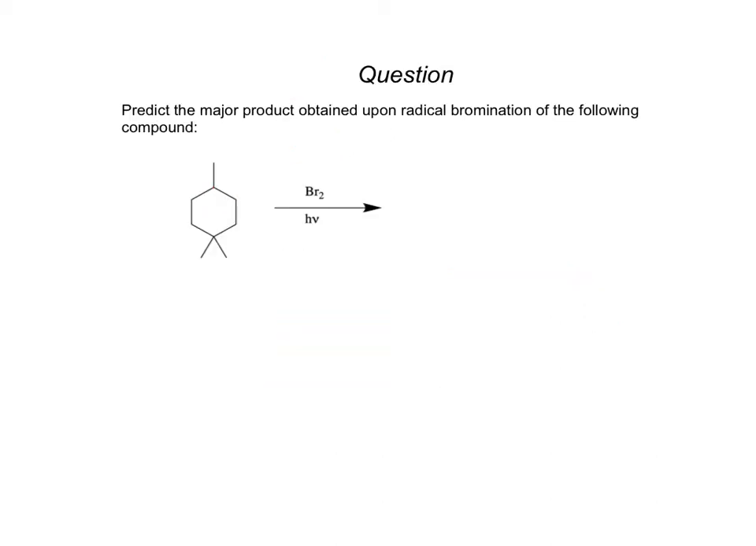Okay, so go ahead and try this one on your own. I want to know what the major product is upon taking this cyclic alkane and undergoing this radical bromination reaction. So go ahead, give this a shot, pause the video, and then come back for the answer.